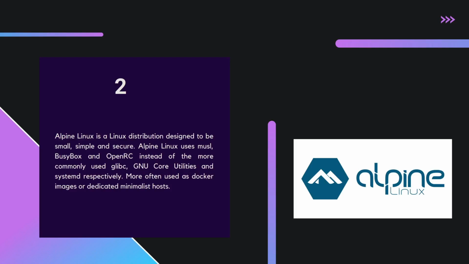Number 2 is Alpine Linux. So Alpine Linux really was designed to be small, simple, and secure, and quite often used as stock images or dedicated hosts. Very minimal set of utilities. Does not make use of SystemD. So I believe really, really great, powerful type of system, and doesn't make use of the normal core utilities either.